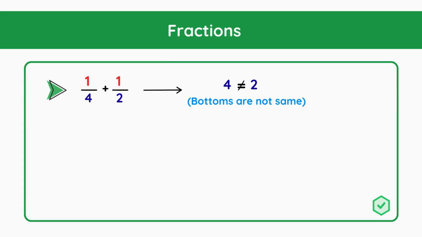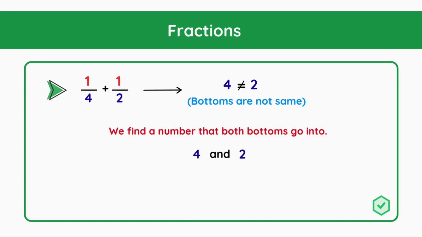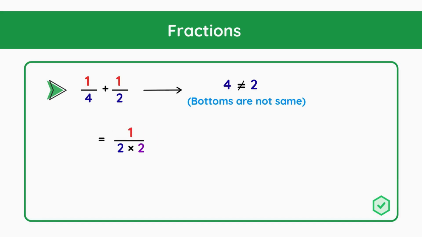So how do we make them match? We find a number that both bottoms go into. Our bottoms are 4 and 2. Both 4 and 2 go nicely into 4. So let's turn both fractions into something over 4. 1/4 already has a 4 on the bottom, so we leave it alone. But 1/2 needs changing. To turn its bottom from 2 into 4, we multiply the bottom by 2.